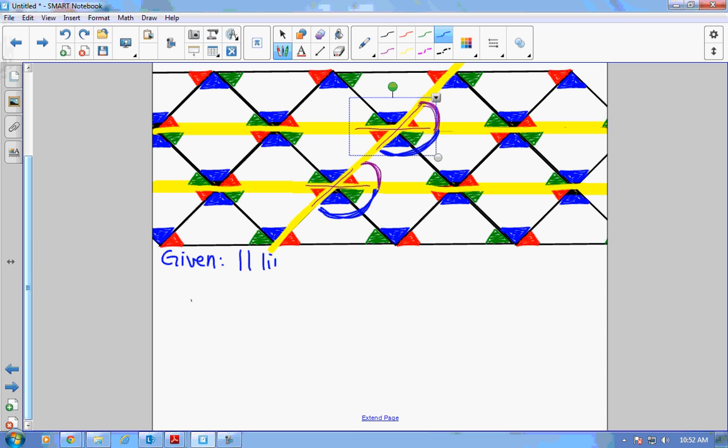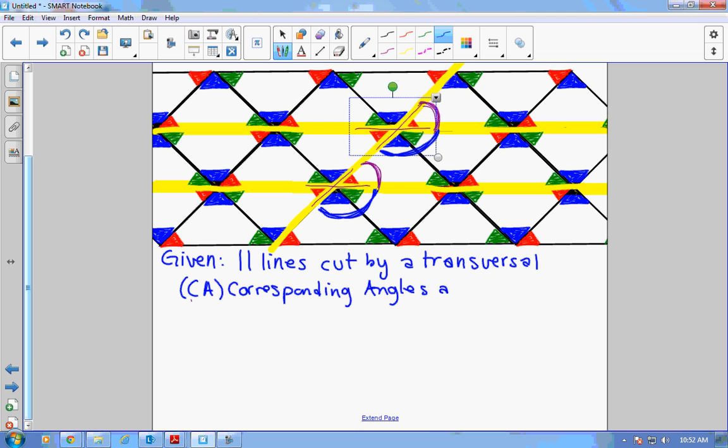Given parallel lines cut by a transversal, corresponding angles, CA, corresponding angles are congruent. So if we had some values in those angles, we knew one was 45, the other one would also have to be 45. We can solve for a missing angle or the x value inside that angle, knowing that both of them are congruent.